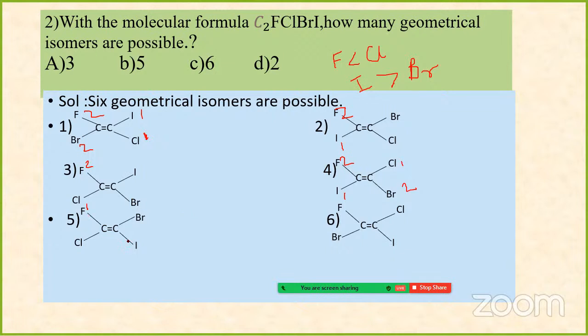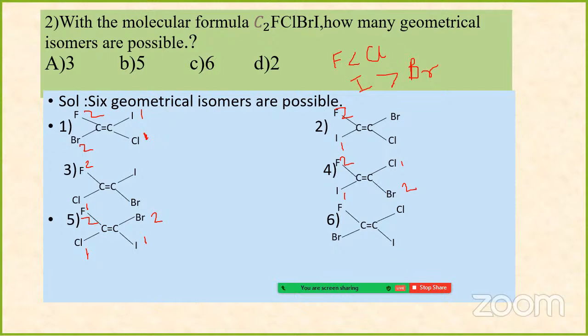Now let us see fluorine and iodine. So here it is also a trans. Why? Because one top priority group and one least priority group is present. Here fluorine is the least priority group, and the other is the top priority group. So if one least priority group and one top priority group are present on the same carbon, that is a trans isomer. If the same priority groups are present, that is a cis isomer. So when you are exchanging all this, totally you are getting 6 geometrical isomers.